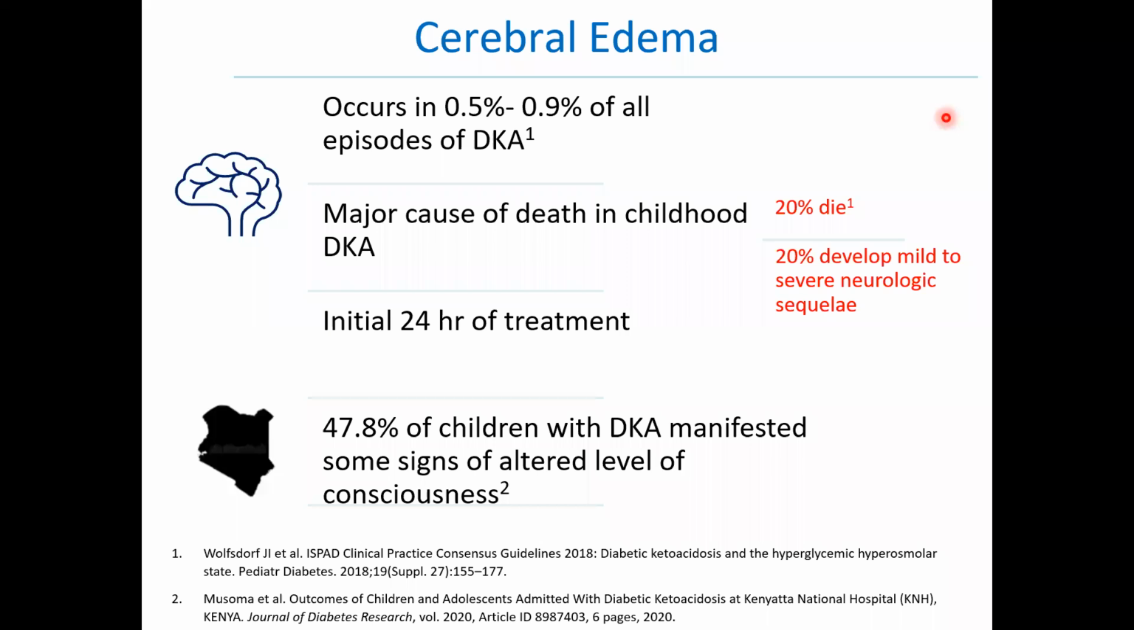And I'll just briefly look at cerebral edema. It's been found to occur in up to about 1% of patients who have DKA, and it's actually the major cause of death in childhood DKA. Among the children who get cerebral edema, 20% will die and 20% will have some neurologic sequelae ranging from mild to severe. So basically 40% will have adverse outcomes. And again, in the study by Musoma et al. at Kenyatta, they found that almost 50% of the children with DKA manifested some signs of altered level of consciousness. So that tells you how common altered consciousness is as a presenting feature in children with DKA.